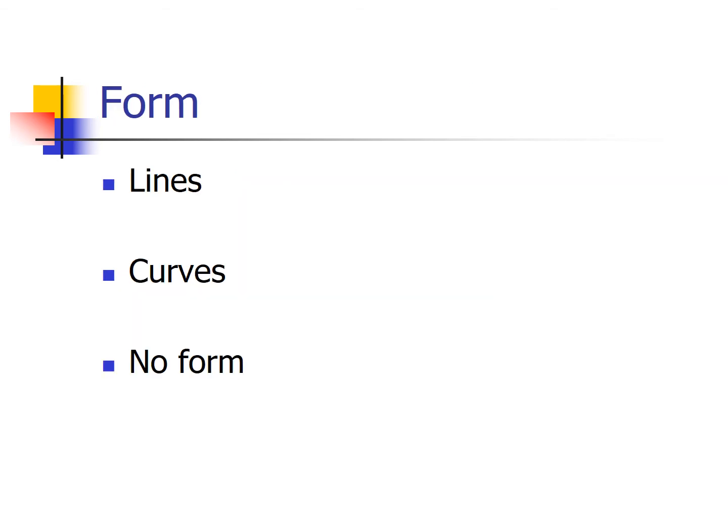So forms, right? We have sort of lines. We can think of examples of that. Probably we'll look at an example in a second. Curves. Sometimes things follow a curve pattern.